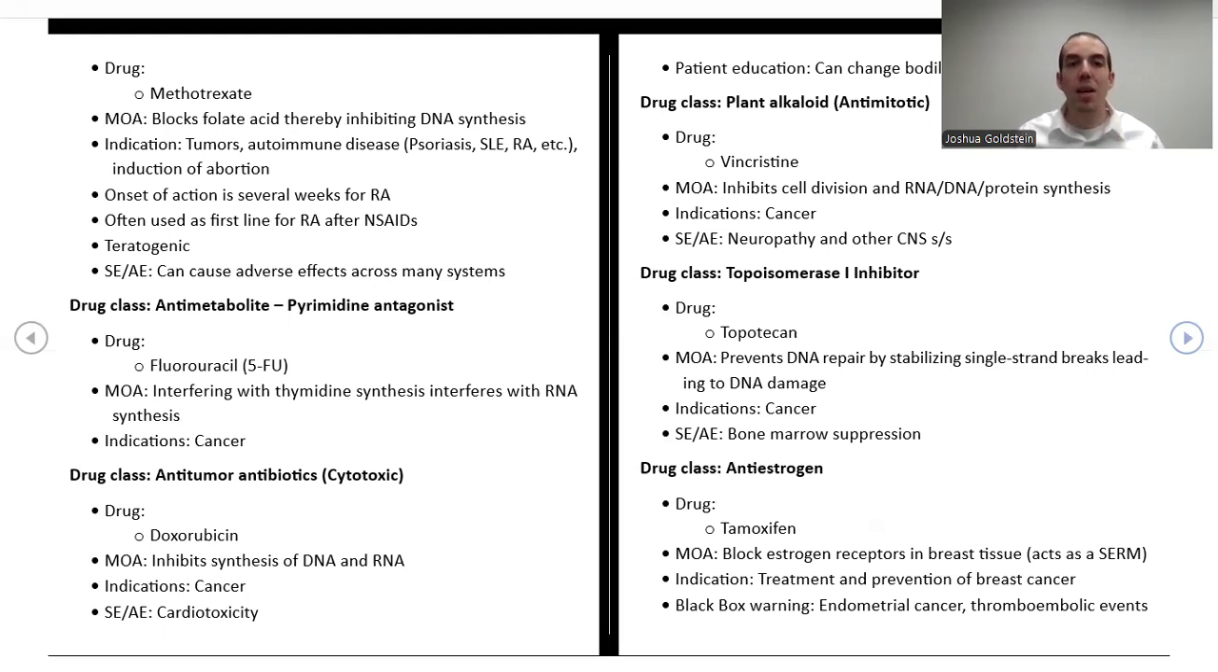Next, we have the antimetabolite pyrimidine antagonist. This is 5-FU. The mechanism of action is that it interferes with thymidine synthesis, which interferes with RNA synthesis, which again helps kill off the cancer cells.